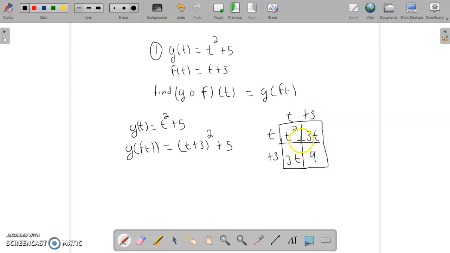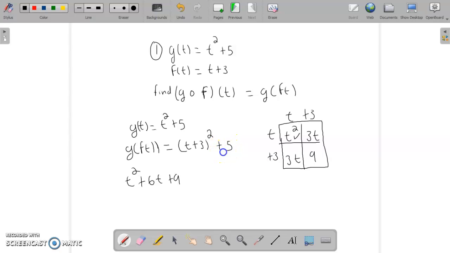We're going to combine like terms. So the first answer you're going to get is T squared, because that's usually the first box, so that's a check. Then the ones that are across from each other, you add them. 3T plus 3T is 6T. Last but not least, you have the plus 9. And you're done with this part.